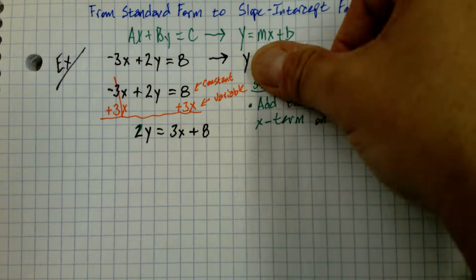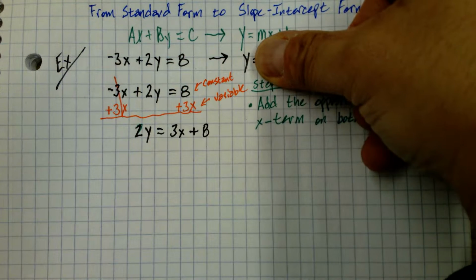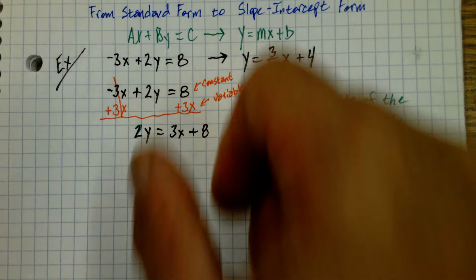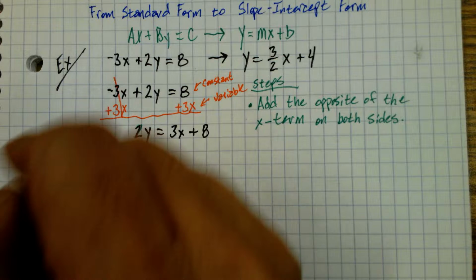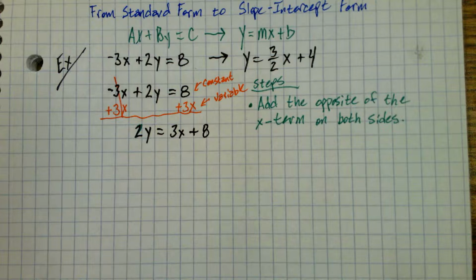Well, no, just on this side, on the left side. 2, right? I have 2y. I just want y. Think about this. You're multiplying 2 times y. If I want to undo that multiplying, what do I do? Divide. So next step is to divide.